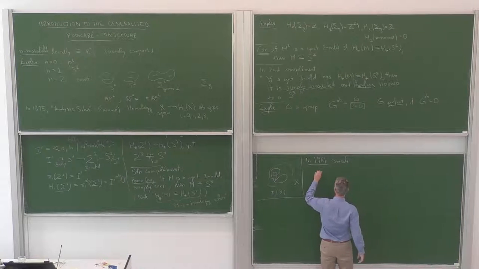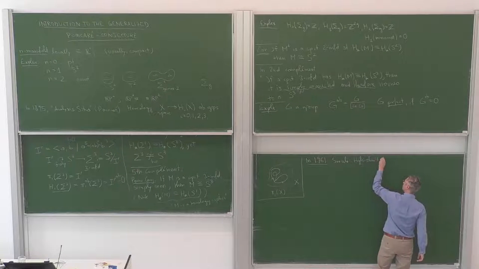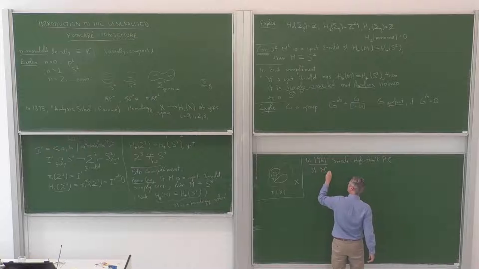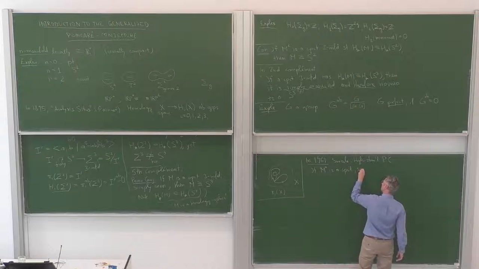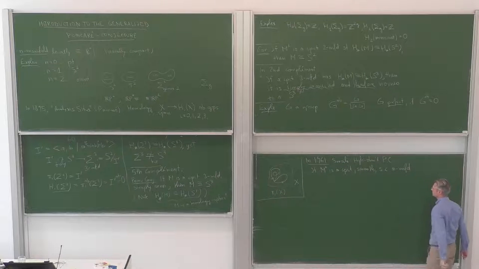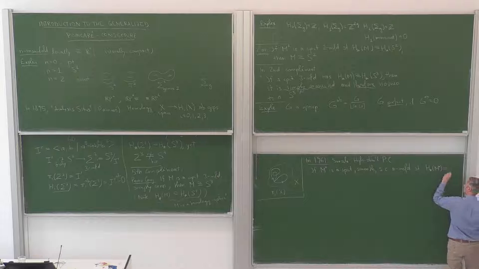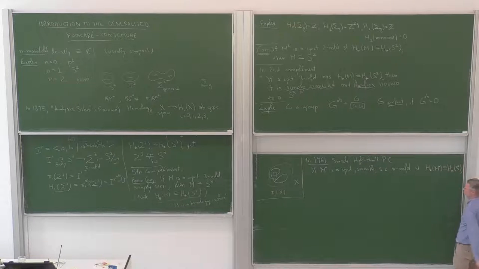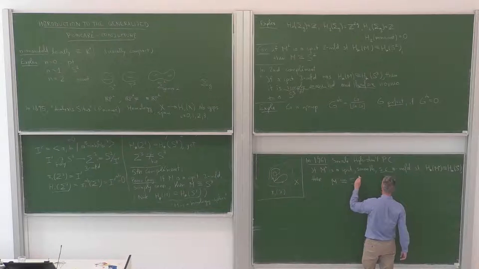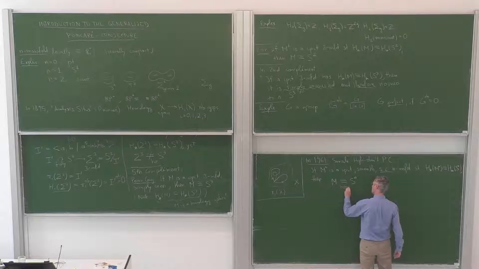But what Smale showed, he proved what's called the high dimensional conjecture. So that's the following statement. If M^n is a compact, smooth, simply connected n-manifold, whose homology is that of an n-sphere, so it's a homology n-sphere, but simply connected, then M is homeomorphic to a standard n-sphere. Okay. So when I make this symbol, I mean homeomorphic.